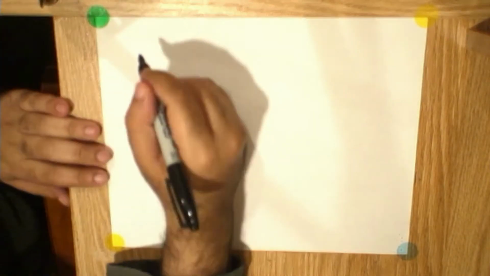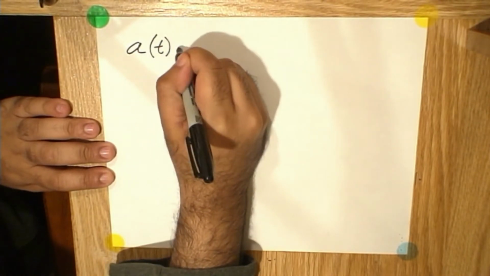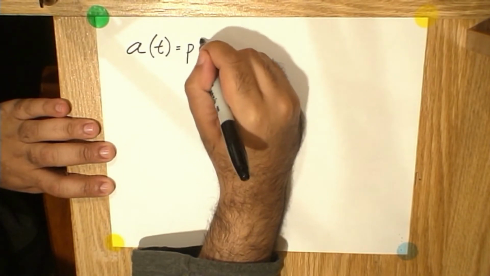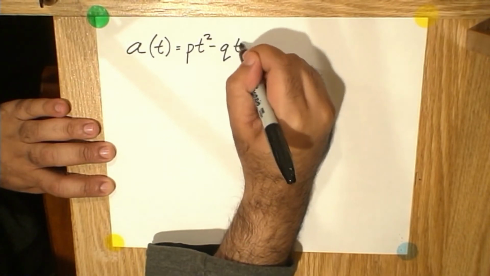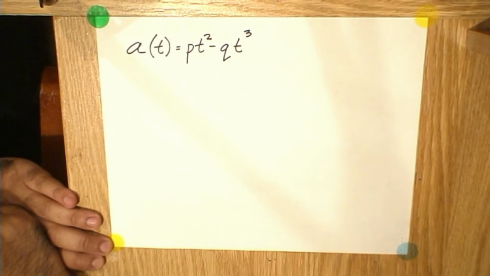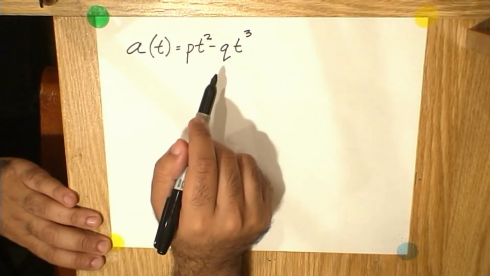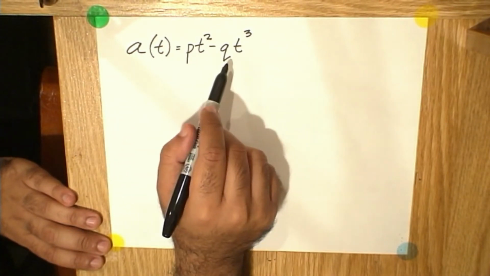In this question, we were told that the acceleration of a particle with respect to time was given by this equation, p times t squared minus q times t cubed. We're first asked to find the velocity. Now, notice here that the acceleration is not constant. P and Q are constants, but the acceleration itself is dependent on time.